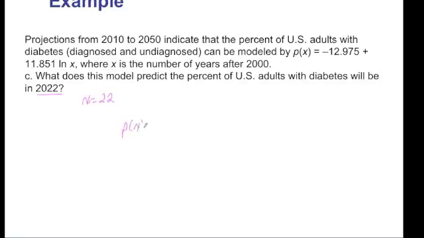So P of x will equal negative 12.975 plus 11.851 times the ln of 22. Grabbing your calculator, we find out that that is 23.66% of U.S. adults will have diabetes by 2022.